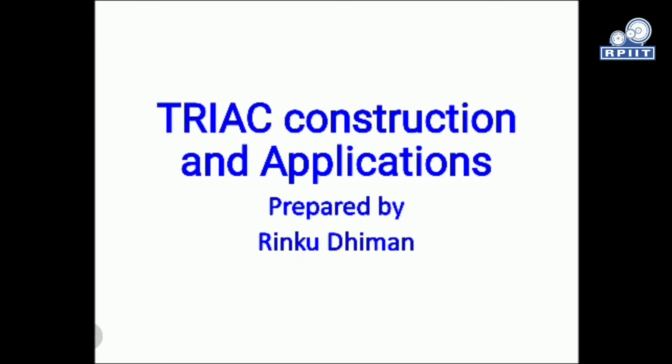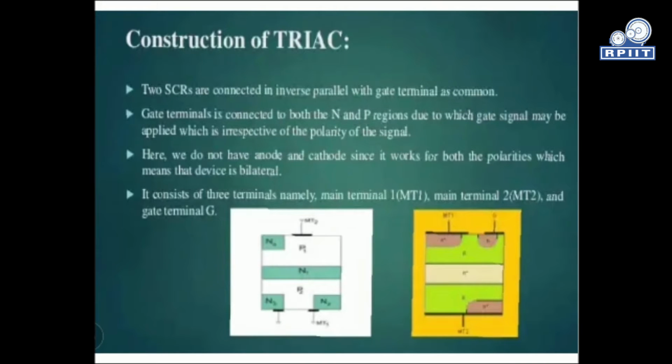In the earlier lecture we already discussed the triac construction in brief. Simply, a triac is a three terminal device where we utilize its polarity characteristics: either MT1 is positive with respect to MT2, or MT2 is positive with respect to MT1, so it is a bidirectional device. Two SCRs are connected in inverse parallel with the gate terminal common. You can see here MT2 and MT1, these are the two terminals, and here is the gate terminal. So this is a three terminal device.